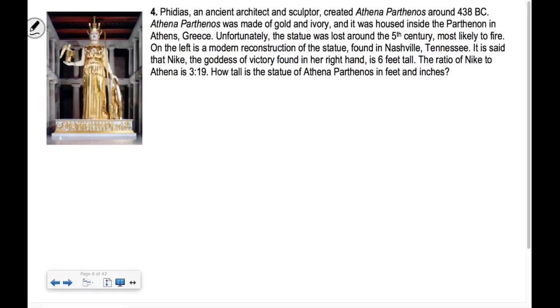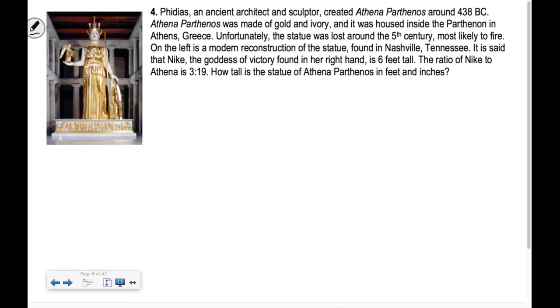Athena Parthenos was made of gold and ivory, and it was housed inside the Parthenon in Greece. Unfortunately, the statue was lost in the 15th century, most likely to fire. On the left is a modern reconstruction of the statue, which is in Nashville. It said that Nike, the goddess of victory, is found in her right hand, which is 6 feet tall. So look at this little picture. This little sculpture, you can see in her hand, that's 6 feet tall. Doesn't look 6 feet tall, does it? Yeah, it's huge. So the ratio of Nike to Athena is 3 to 19.